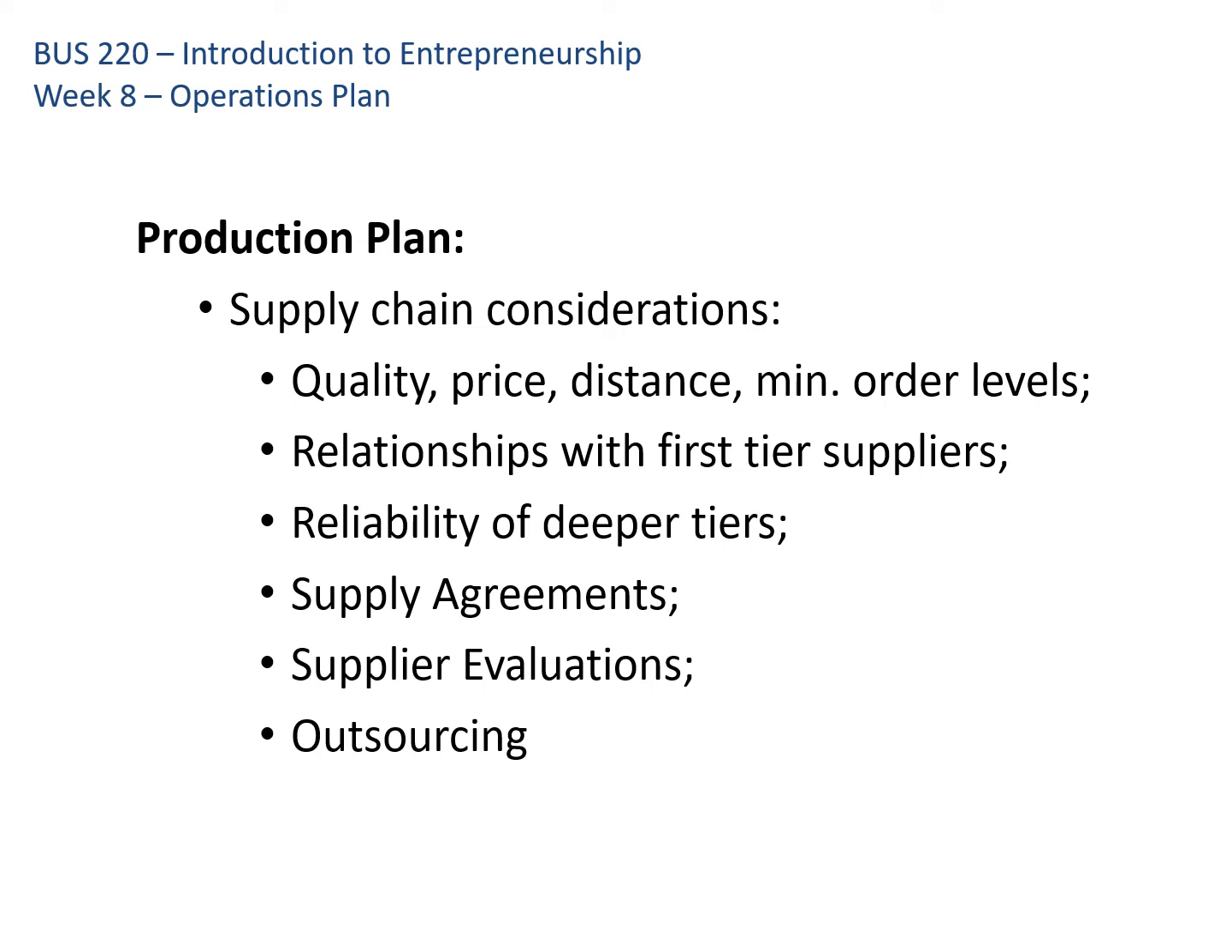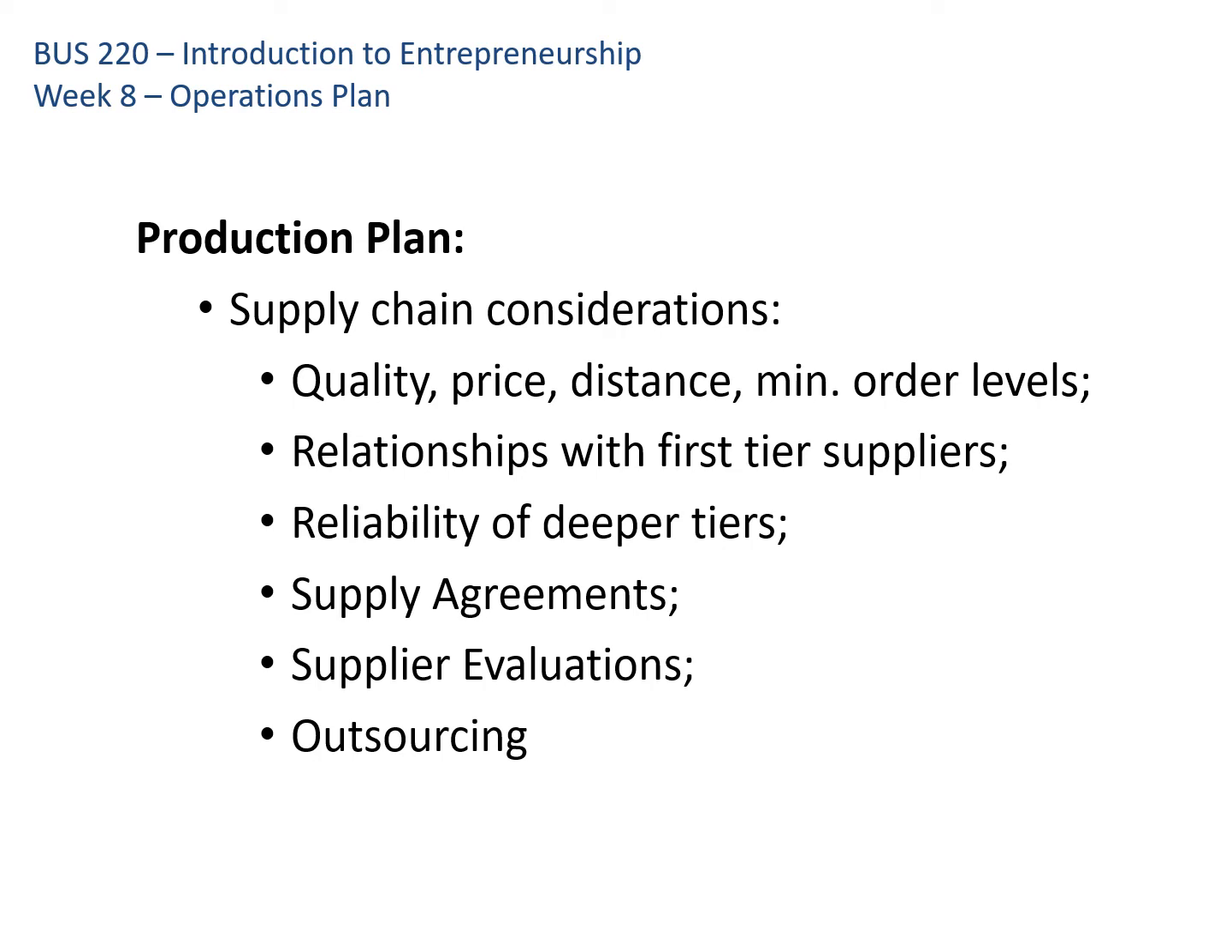You want to definitely talk to your suppliers about the reliability of the deeper tiers. You don't want them to not be able to supply you because their suppliers can't supply them. So you have to reach some level of comfort about that. As with any business relationship, it's important to have agreements. So talk to your supplier about what your expectations are, what their abilities are, and document that so that both of you have it in writing.